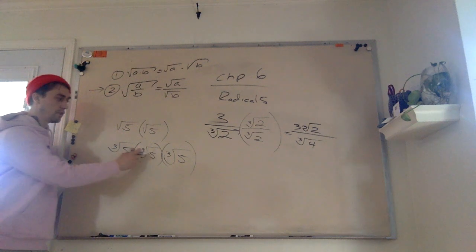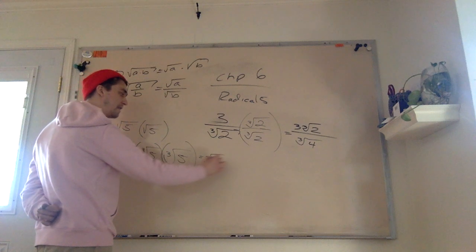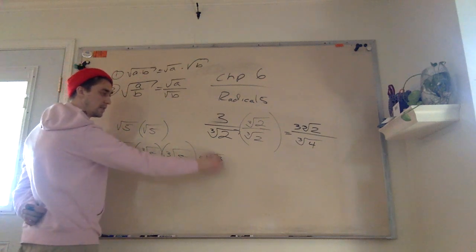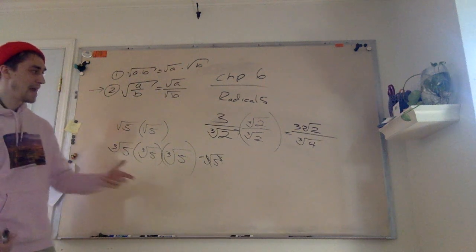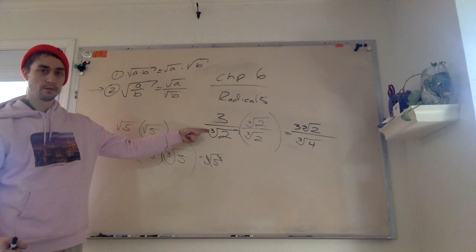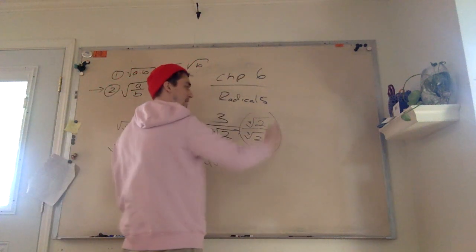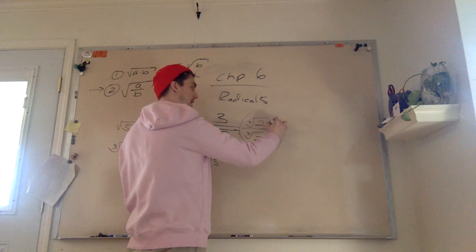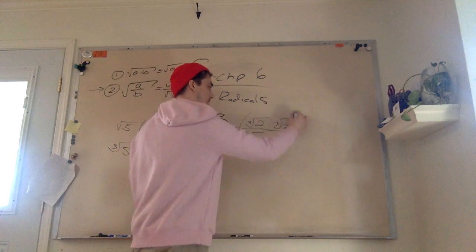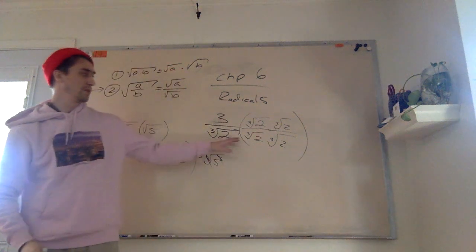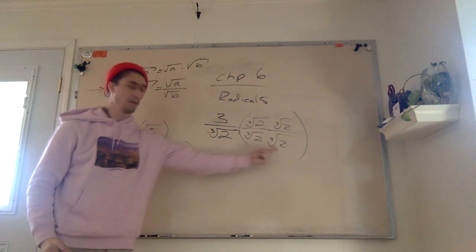Cube root of 5 times cube root of 5 times cube root of 5 will be the cube root of 5 to the 3rd power, and then these will cancel each other out. So you need as many as the root is. So, easy fix for this. Multiply it by the cube root of 2 times the cube root of 2 on top and bottom. So what I'm saying is multiply in 2 more cube root of 2's so that you have a total of 3.